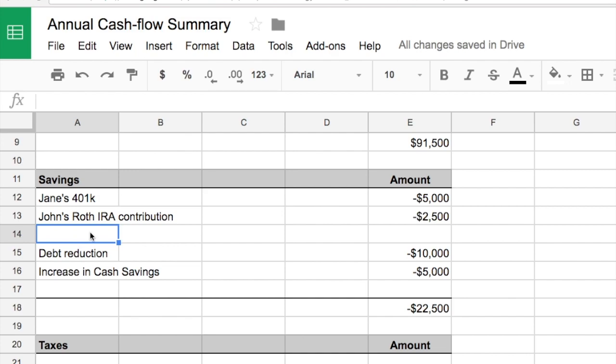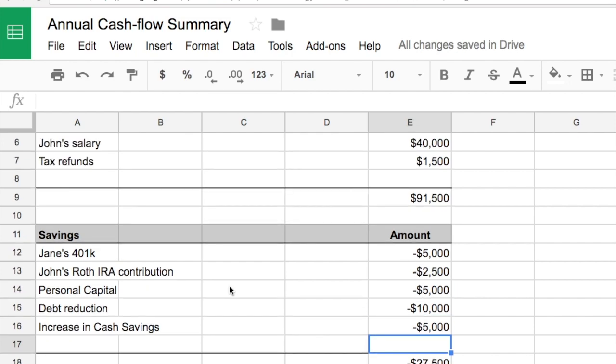So I'm going to just use a simple example of a robo-advisor like Personal Capital. Let's use that one. And you made a contribution to Personal Capital of $5,000, and that's being managed in one of their portfolios, etc. So you saved $27,500, or Jane and John did this year. That's really, really good. They really did well from a percentage standpoint.